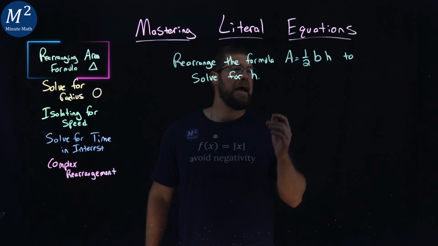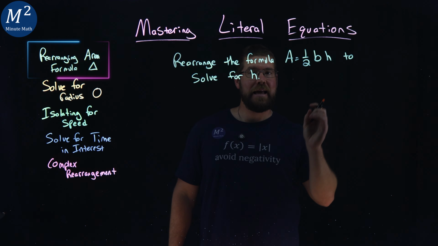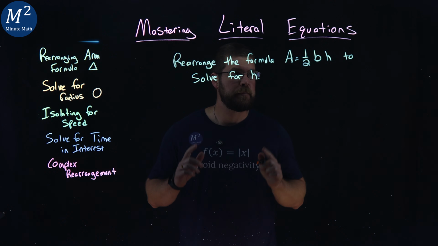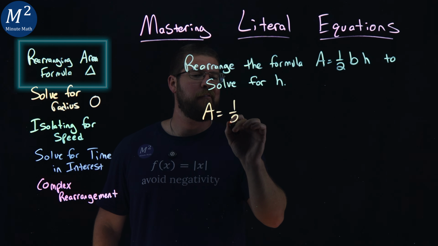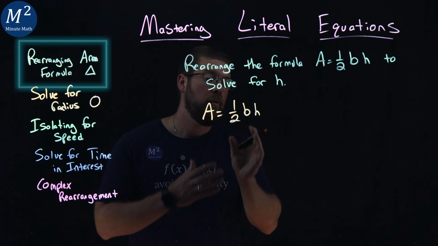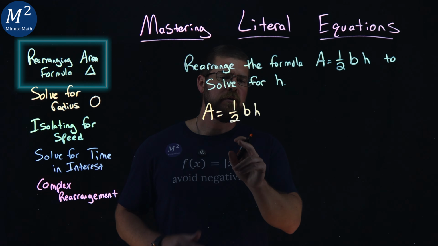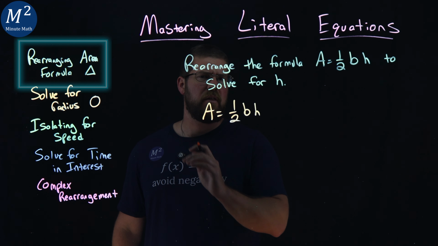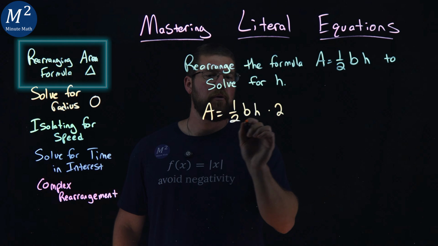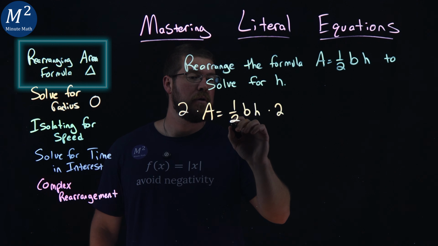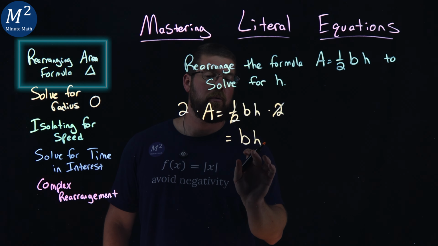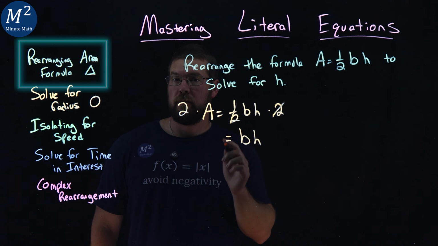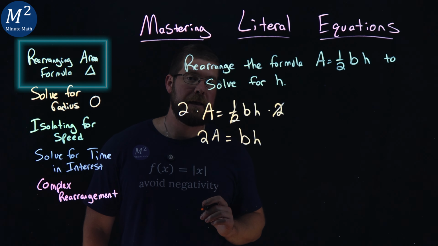Rearrange the formula A equals 1/2 BH to solve for H. All right, let's first write our formula again. Area equals 1/2 base times height. We want to get H by itself. So my first step, I want to get this 1/2 to the other side. So to do that, I'm going to multiply both sides by a 2. 1/2 and the 2 cancel. We have BH here on the right. And on the left, we have 2 times A, which is a 2A.